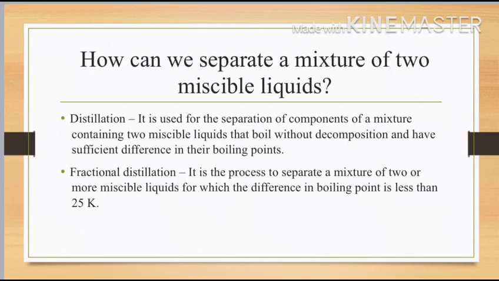This method is used to separate a mixture of two or more miscible liquids. The processes used are distillation and fractional distillation. Distillation is used for the separation of components of a mixture containing two miscible liquids that boil without decomposition and have sufficient difference in their boiling points.